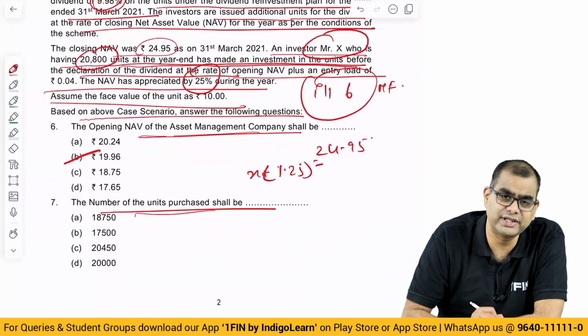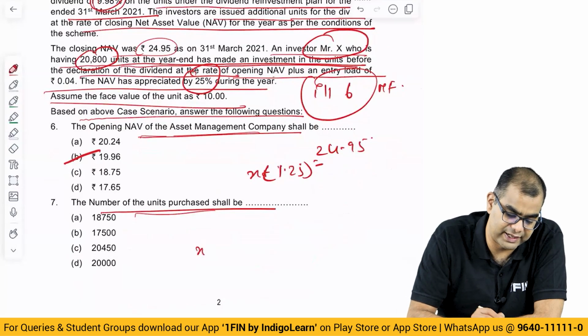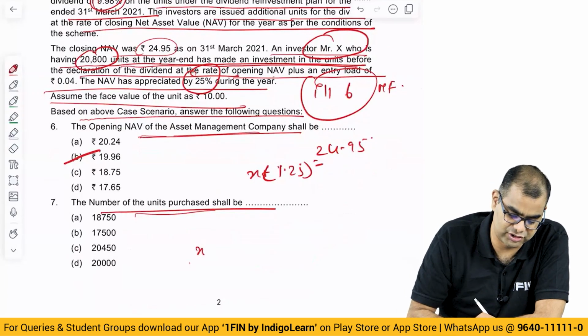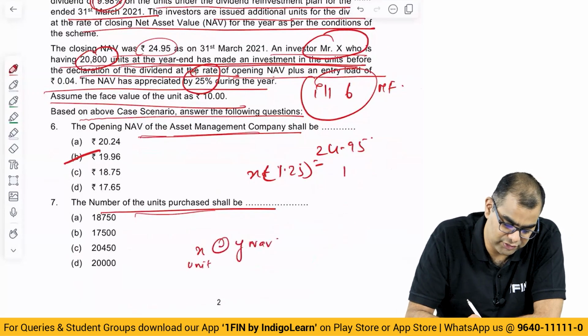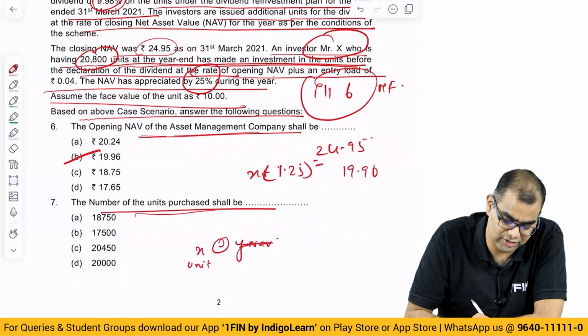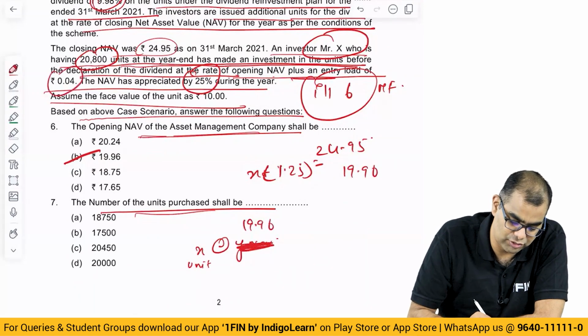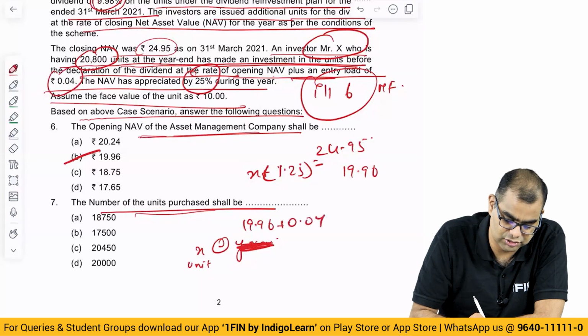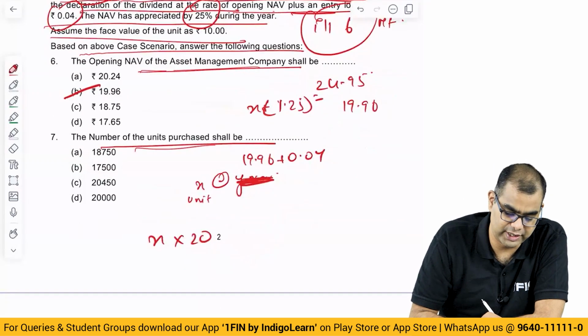So how much did he invest? He invested X units at opening NAV. And what is the NAV? Opening NAV we got 19.96. So I need not call it Y NAV, it is 19.96 plus entry load of 0.04, so plus 0.04. So he purchased X units at 20 rupees.